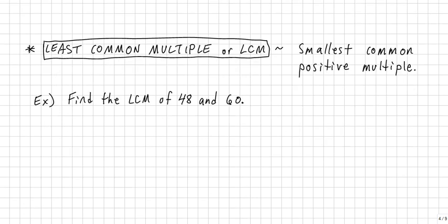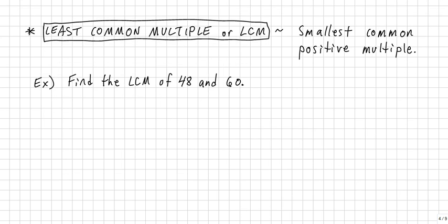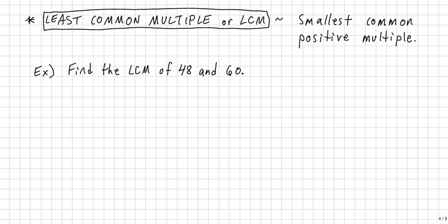All right. So the other thing we were going to talk about was the least common multiple. So let's take a look at that. So the least common multiple is pretty much what it says it is. We call it the LCM for short, and it's the smallest, least, common positive multiple. So let's take a look at one. So let's find the least common multiple of 48 and 60.